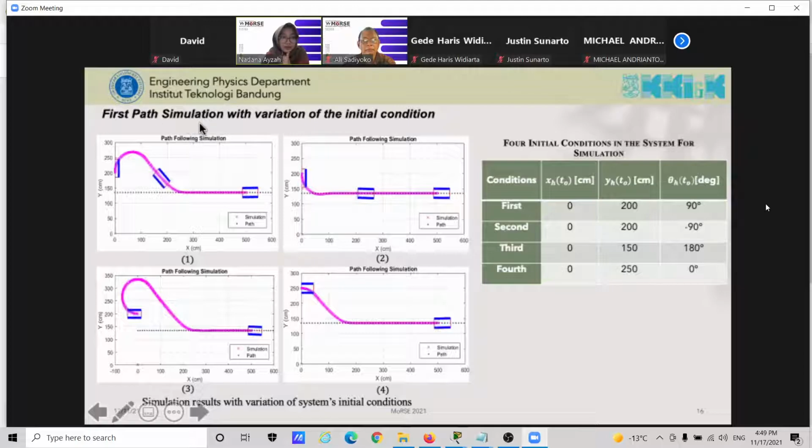So this is the first part, simulation with variation of the initial condition. We have four initial conditions to conduct this simulation: the first, second, third, and fourth initial condition. You can see here, and this is the result. From the four initial conditions of the system, the bus can still reach the point of equilibrium. I mean, they can follow the desired path, or they can be stabilized perfectly. So it can be said that it is proven that the system is asymptotically stable.